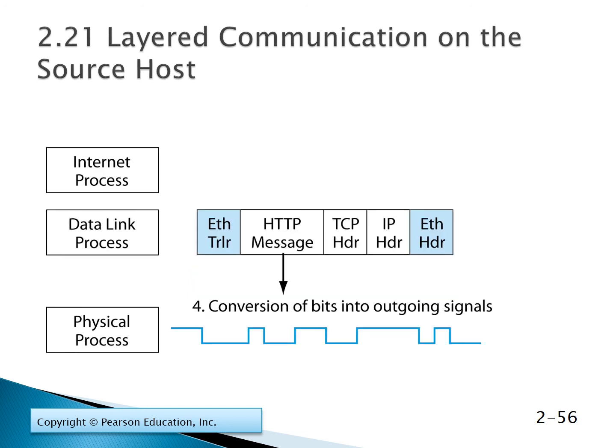The whole Ethernet frame will now be passed to layer 1, the physical layer. The physical layer takes care of converting the bits, the whole frame here, into outgoing signals. It can be electrical signals through your LAN cable, or it can be a Wi-Fi signal that you are going to send to your wireless access point. So that's what we call vertical communication on the source host.